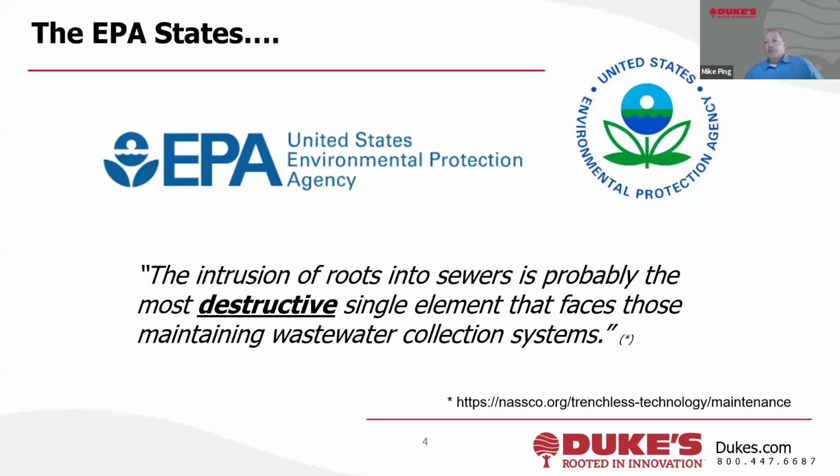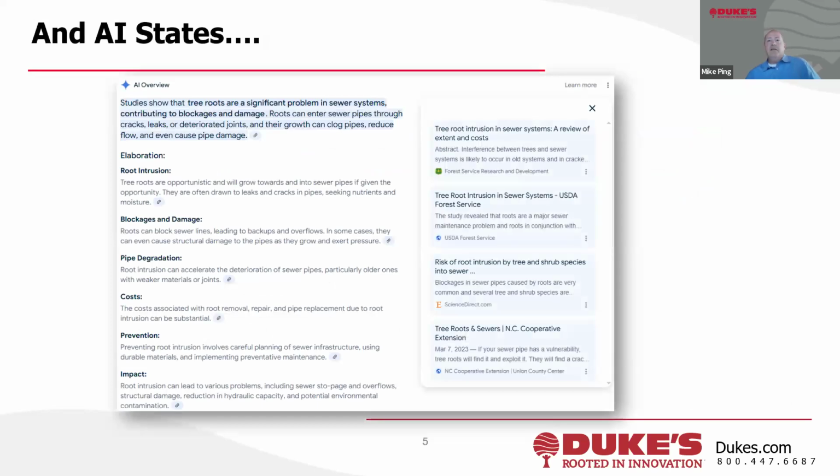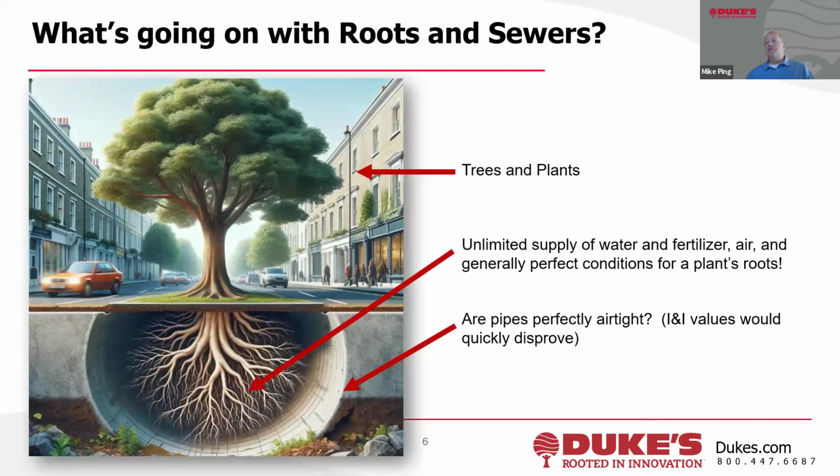So diving right in, the EPA states the intrusion of roots into sewers is probably the most destructive single element that faces those maintaining wastewater collection systems. That's a pretty bold, strong statement. And if you just poke around Google and look around on the internet, you'll see this screenshot of all sorts of articles and information popping up. Studies show that tree roots are a significant problem in sewer systems, contributing to blockages, pipe damage, and so forth. Roots can enter sewer pipes through cracks, leaks, and deteriorated joints, and their growth can clog pipes, reduce flow, and cause pipe damage. So just establishing that roots are part of the sewer system, and it's a problem.